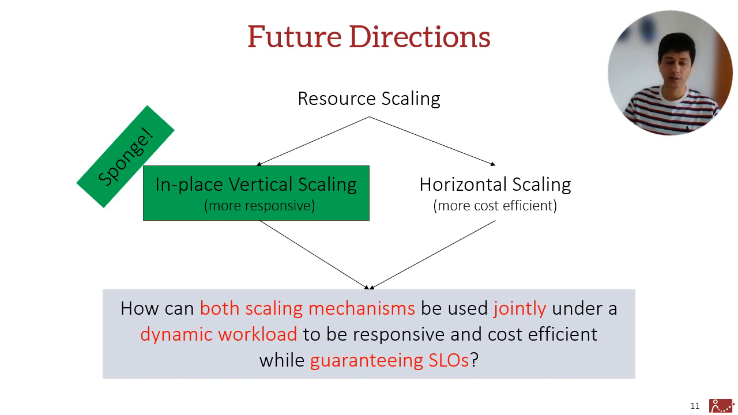For the future direction, in this work we discuss just vertical scaling. However, there is another mechanism named horizontal scaling. Therefore, we ask this question: how can both scaling mechanisms be used jointly under the dynamic workload to be responsive and cost efficient while guaranteeing SLOs?